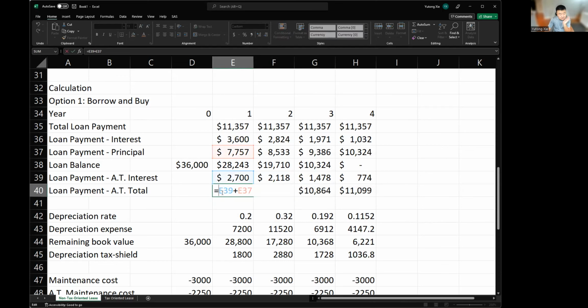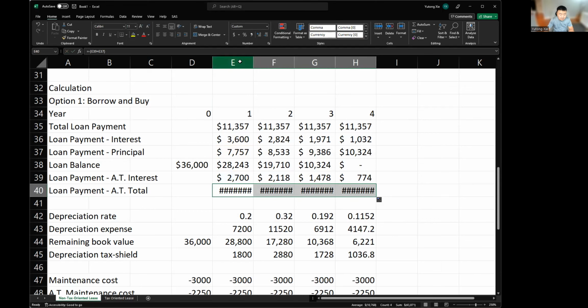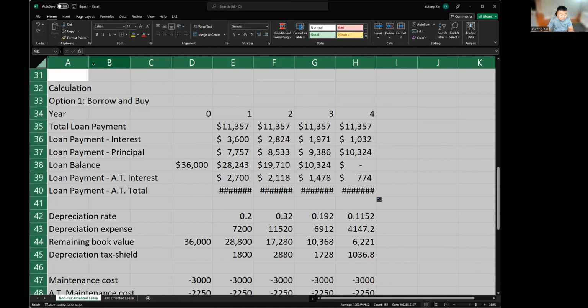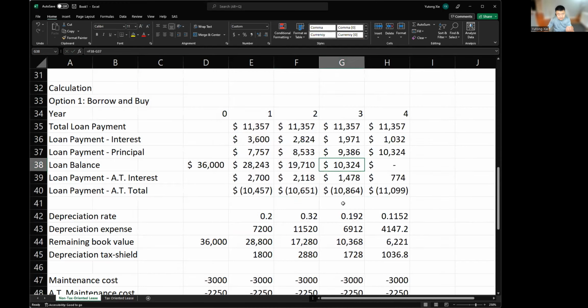So the issue is we want this number to be negative, right? Because these are actual payments, even though we can have some tax savings, but they are still payments. So at this point, everything is just too tight. So I want to increase it. Okay, so that is less tight. So this is the loan payment. We're done with the borrow and buy loan payment.